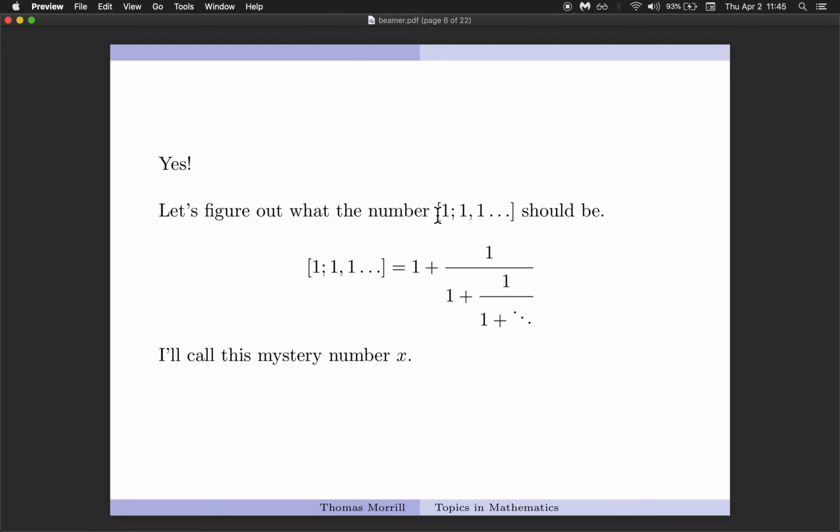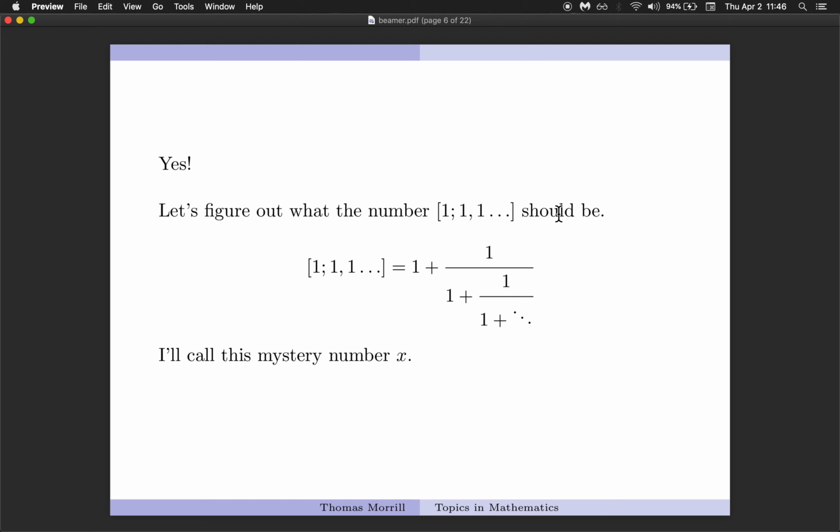I'm going to pick a very simple expansion. All of my numbers a_n are going to be 1s, and try to figure out what it should be. Leaving aside the question of, does this actually converge to a number and make sense as a real number that I can do arithmetic with?